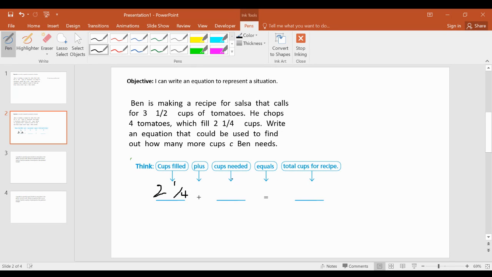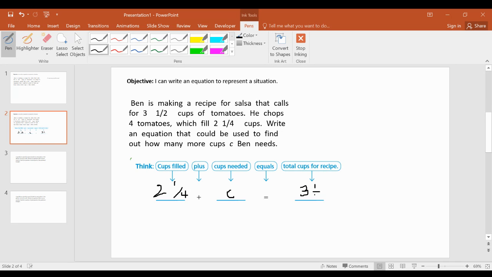Now my cups needed, I don't know how many cups he needs, but I know that I can use my variable C in place of that. This is what I'm solving for. I don't know yet, but I know if I'm going to add what I have plus what I need, that's going to give me my total. And in this case, that information is right in the problem, which is 3.5.